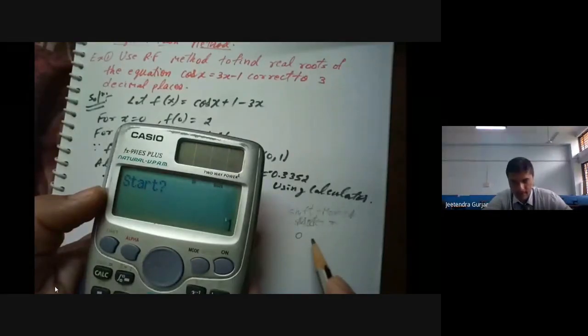I will repeat once again, students. First, the calculator must be in radian, so I will type shift plus mode plus 4. This is the first step. Second step, put it in the table, so mode plus 7.